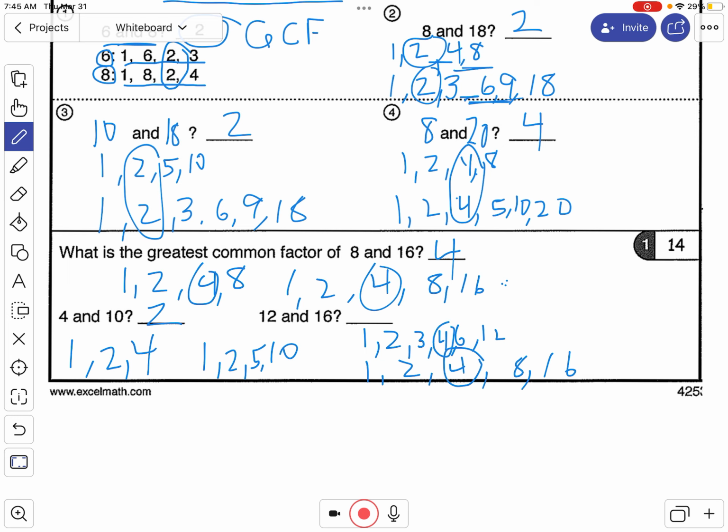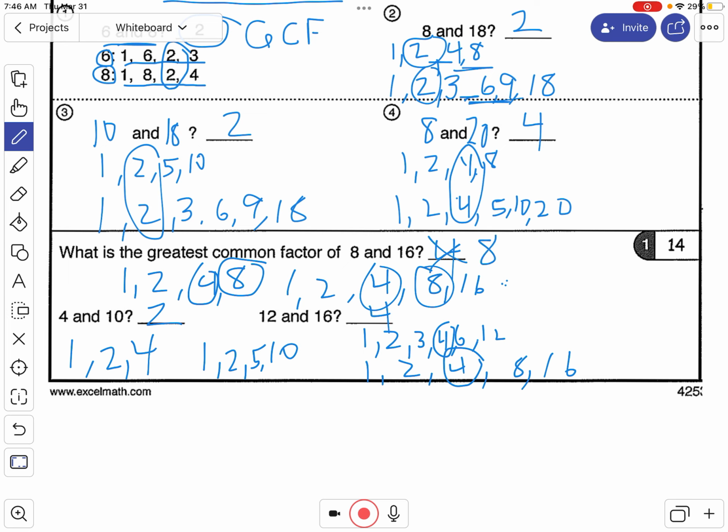So, no, wait. Can we go bigger? No, we can't go any bigger. Oh, I know what I did wrong. Look, up here we got 8 and 8. Oh no, I hope you didn't already erase and change your paper. I made a mistake. That's supposed to be 8.